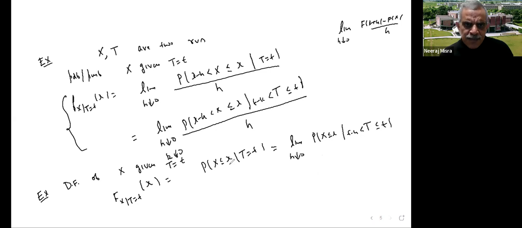Now, if there were n variables, then in place of X less than or equal to x, you get X1 less than or equal to x1, X2 less than or equal to x2, Xn less than or equal to xn. Similarly, here there can be more than one piece, and in place of one h, multiple h would come over. Right?